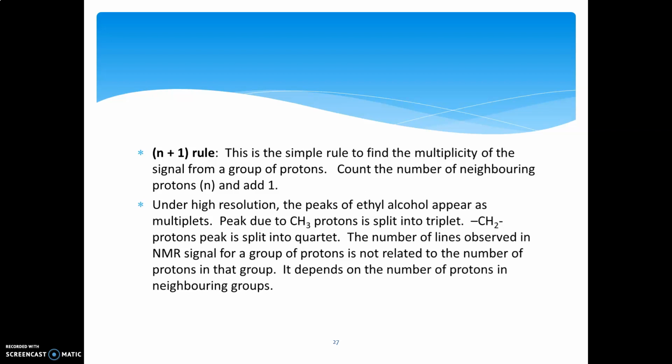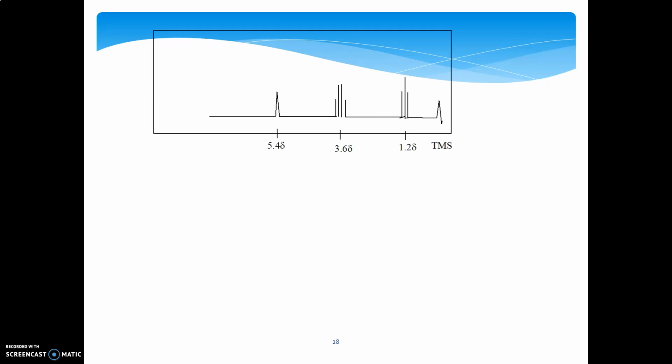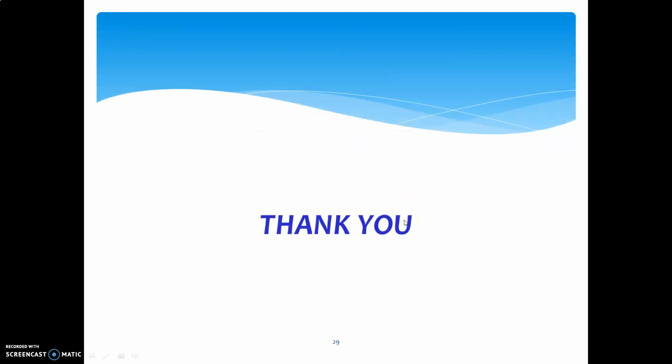The number of lines observed in NMR signal for a group of protons is not related to the number of protons in that group. It depends on the number of protons in the neighboring groups. This is the NMR spectrum of ethyl alcohol. Singlet for OH. This is quartet for CH2, triplet for CH3. Thank you.